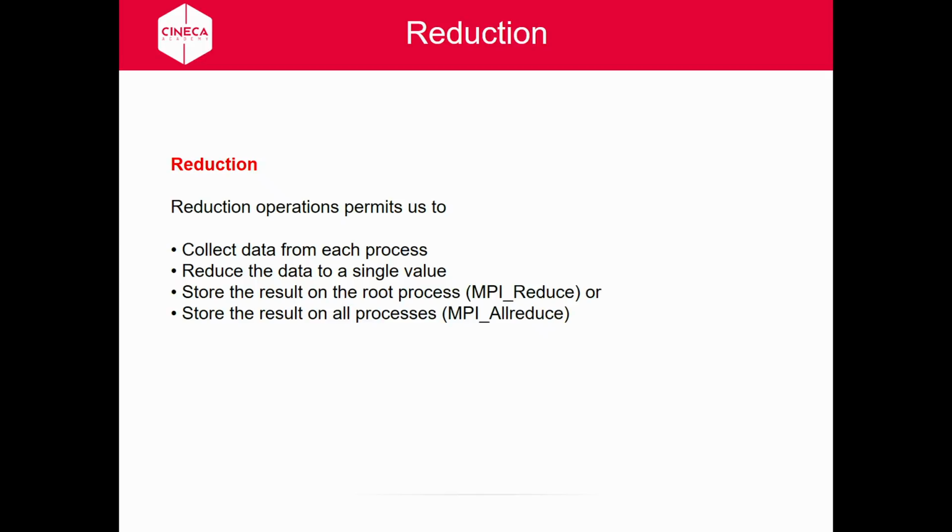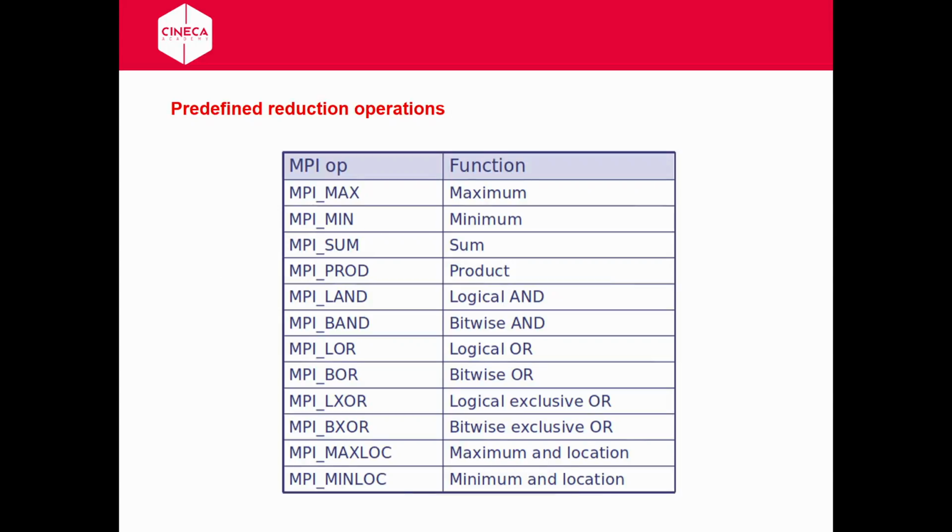This kind of operation permits us to collect data from each process and reduce the data to a single value, and you can choose to store the result of the operation only on the root process or on all processes. We will see now what kind of operations you can perform. For example, this is the list of operations we can perform.